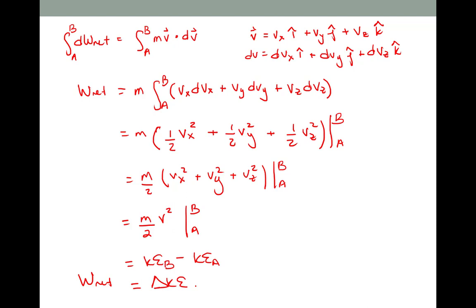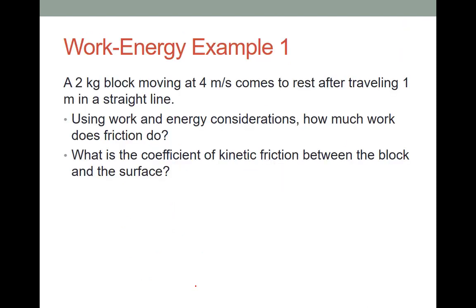And now let's apply it. First, we're going to consider a 2 kilogram block moving at 4 meters per second coming to rest after traveling 1 meter in a straight line. Now, there are lots of ways we could go about figuring this out, but it says specifically for us to use work and energy considerations to figure out what is the work done by friction.